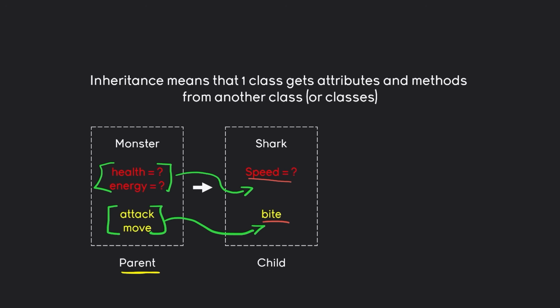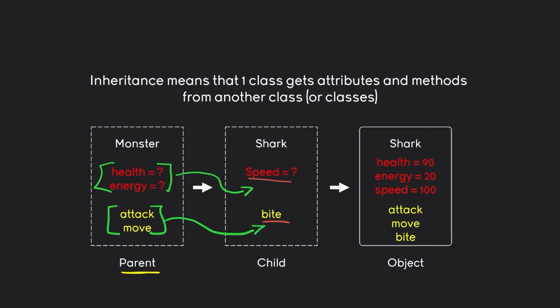So that when I actually use this to create an object, the shark object has health, energy, and speed for the attributes, and attack, move, and bite.